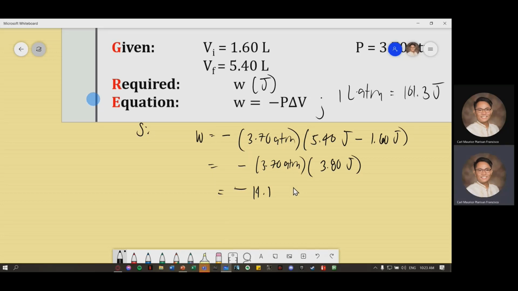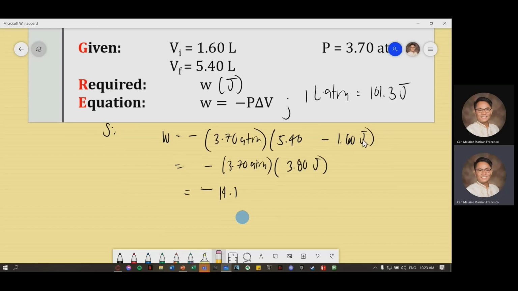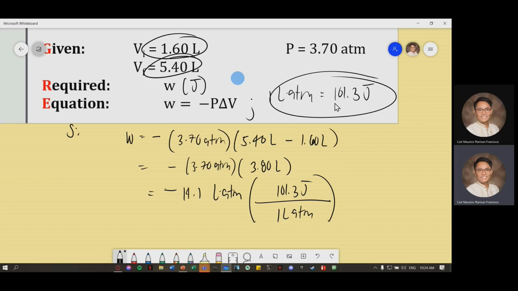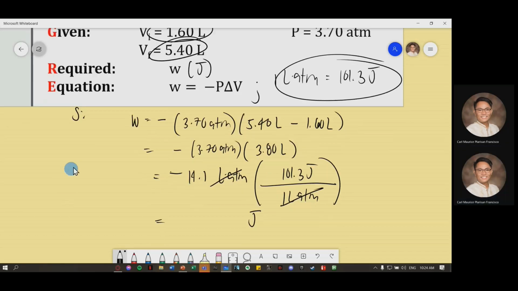This is, I'm sorry, this is supposed to be liters. Sorry, I have input unit joule for volume. My bad. This is supposed to be liters. See, this one liters. I have copied it wrong. So 14.1 liter atmosphere. Now, since this is not yet the final answer, the unit for work should be in unit joule. We need to derive this further or convert. So this will be 101.3 joule all over 1 liter atmosphere, according to this particular conversion factor. Cancel, we have now unit joule.